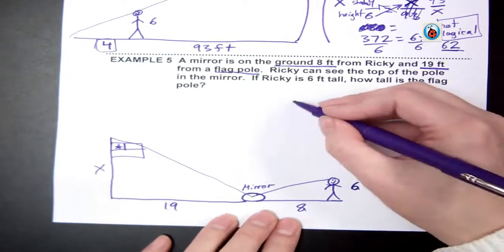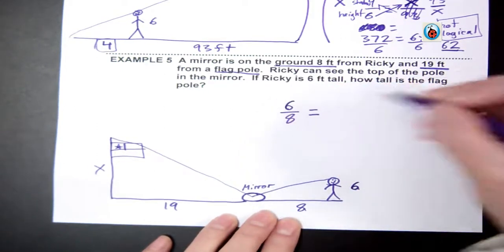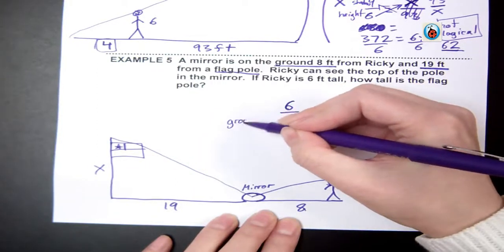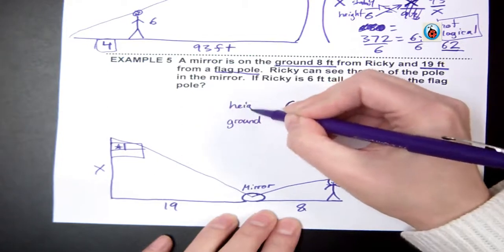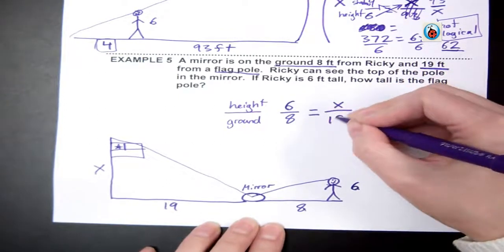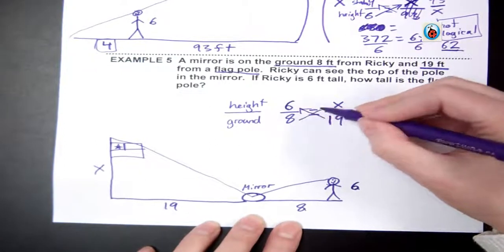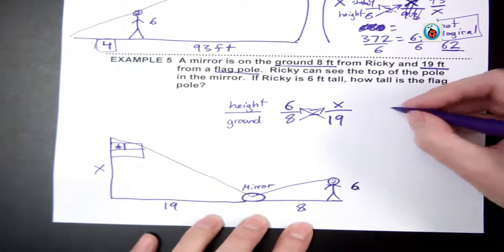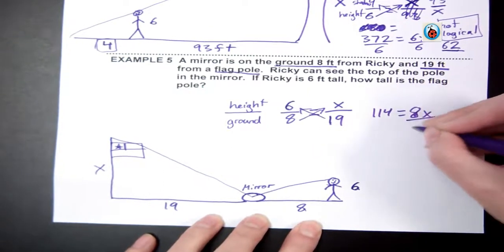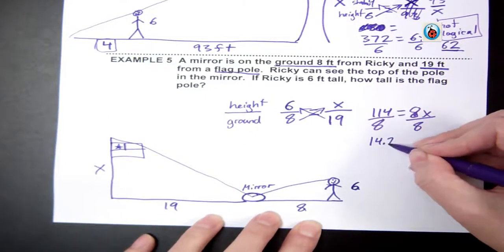And so I'll draw my proportion, my smaller triangle first, and I make sure I'm doing the ground level together, and then the height. So Ricky is 6 feet tall. We are trying to find the height of the flagpole. We know that the ground part we can measure is 19 feet. And now we cross multiply. 6 times 19 is 114 equals 8x. Divide by 8. To find the flagpole is 14.25 feet.